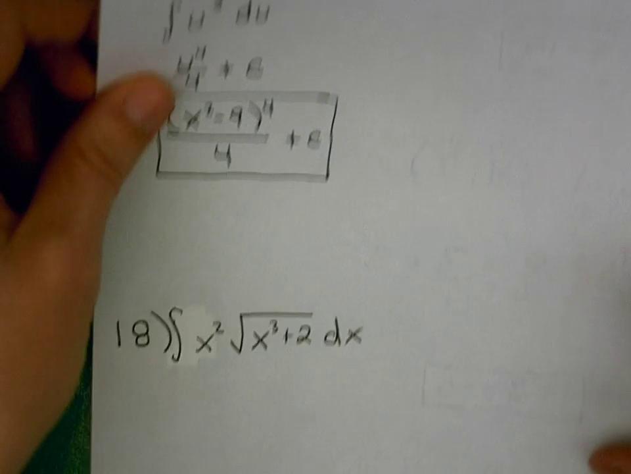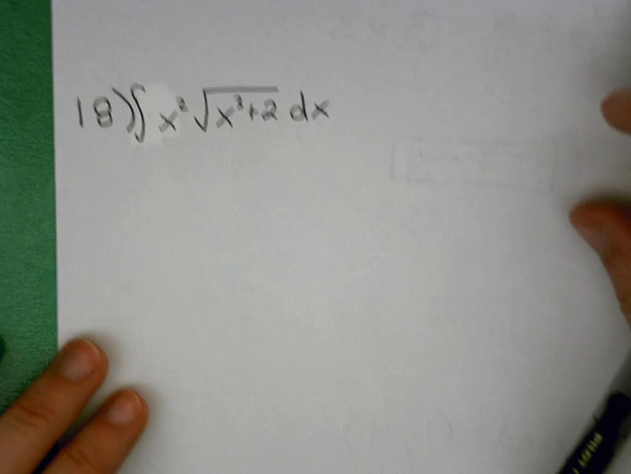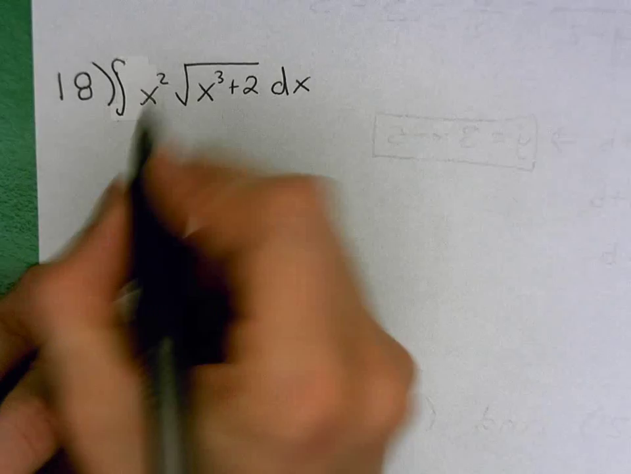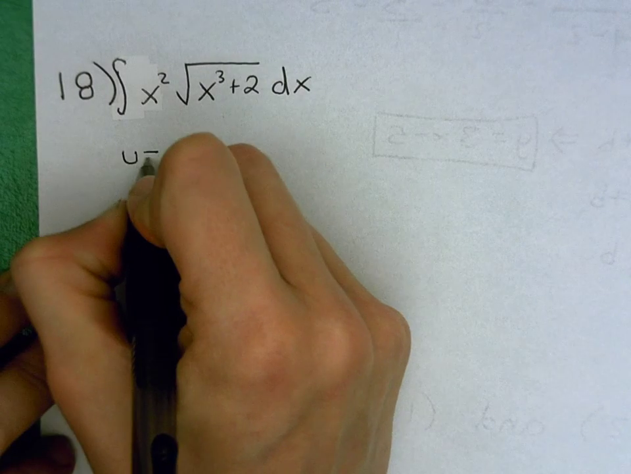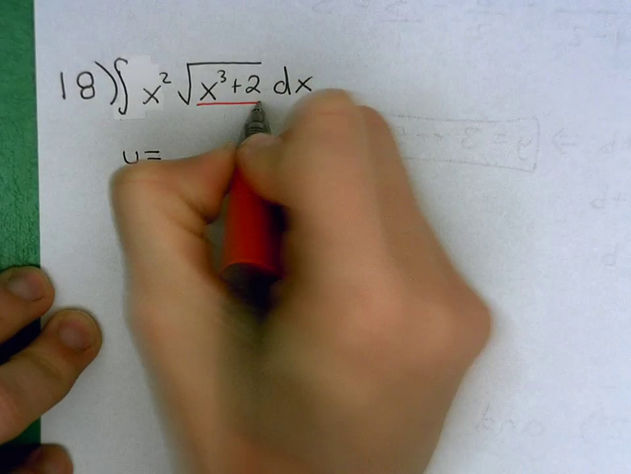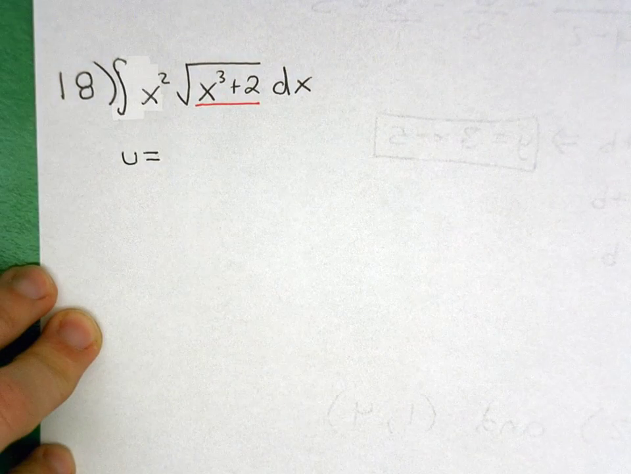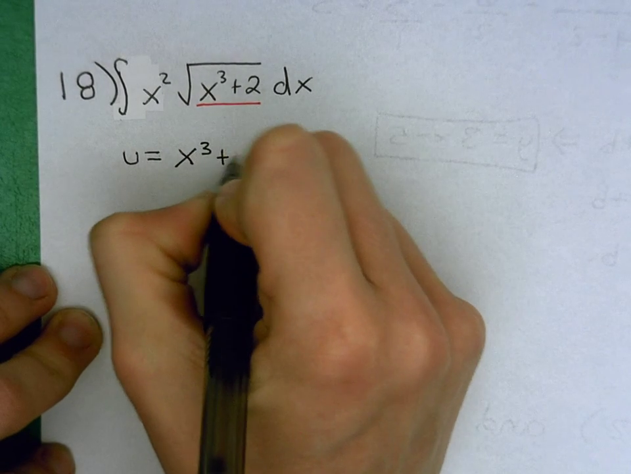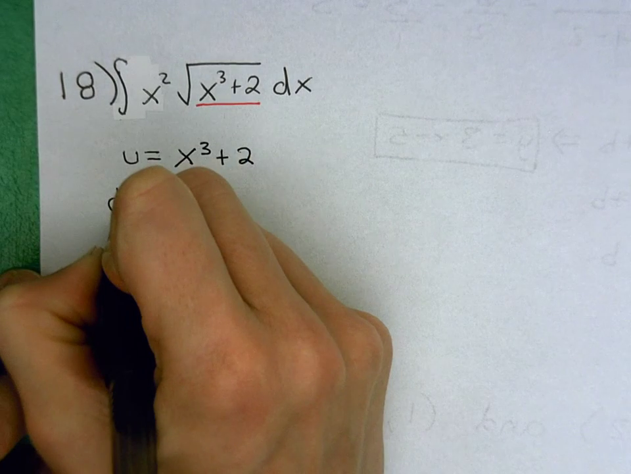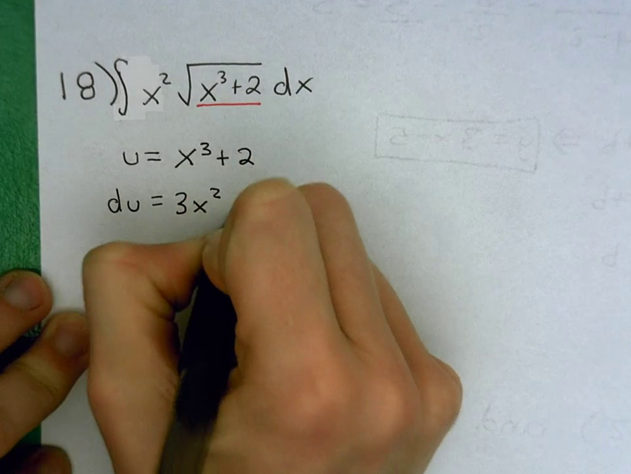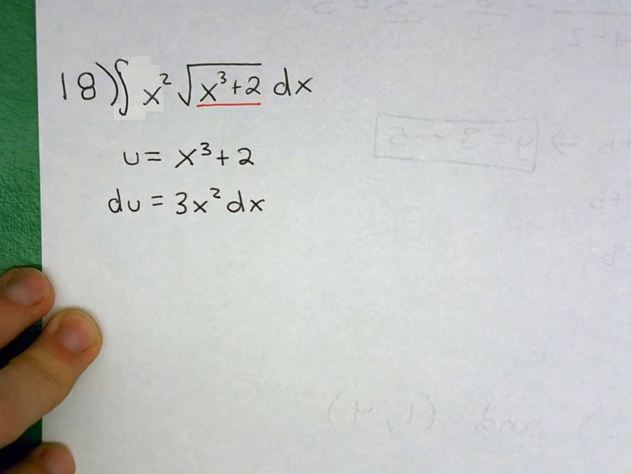Number 18 is the next one. We have the integral of x squared times the square root of x cubed plus 2 dx. Again, I'm going to look for my u and du. I see my parentheses here around the x cubed plus 2, and that's what I'm going to try as my u. My du, the derivative of x cubed plus 2, is 3x squared dx.